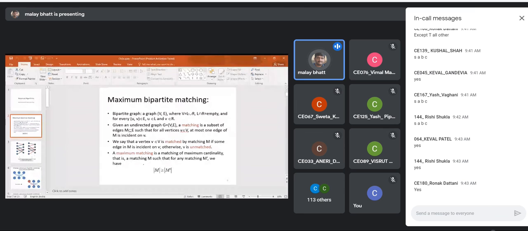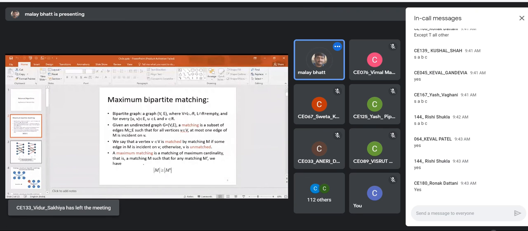A maximum matching is a matching of maximum cardinality. That is, a matching M such that for any matching M dash, the cardinality of M is greater than or equal to the cardinality of M dash. So maximum matching means that if you are getting 3 matches in one particular solution, then in another solution there cannot be more than 3 matches. We want a maximum set, so that we can match the maximum number of players with the teams.